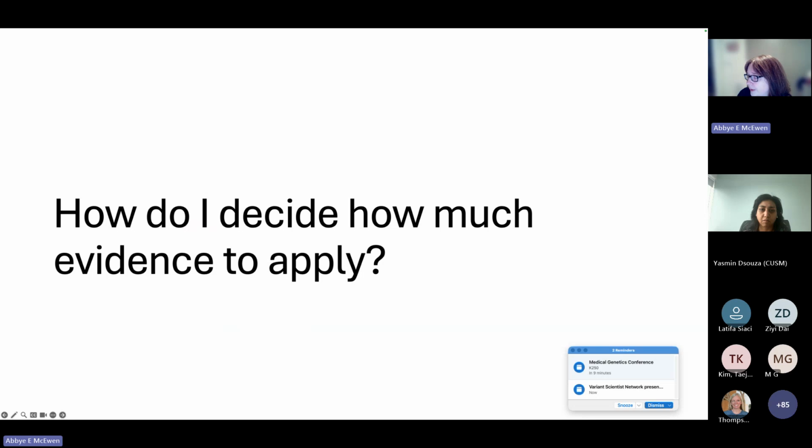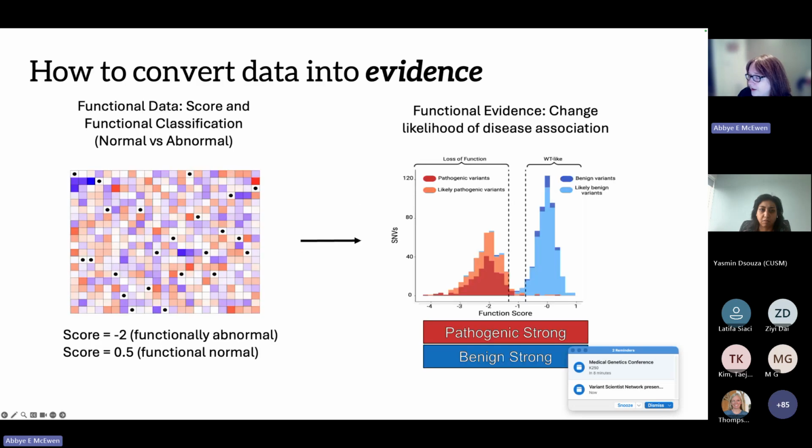So now that I've touched a bit on how to make a truth set, once you have that truth set in hand, how do you then use that truth set to decide how much evidence to apply? So the question here is, how do you convert data into evidence? So I also want to talk about the terminology of data versus evidence here, because this is something a lot of people get hung up on, including myself. I've probably already used the wrong term throughout the talk.